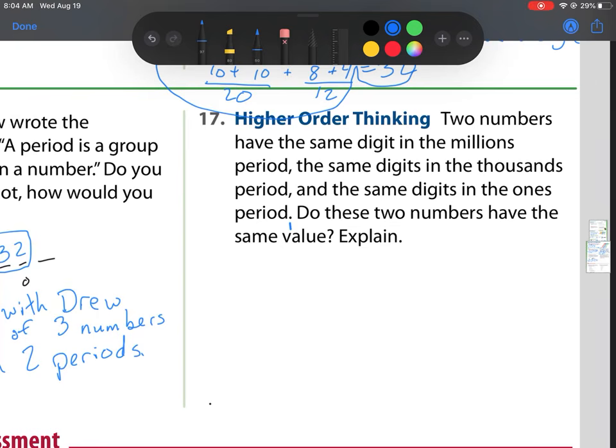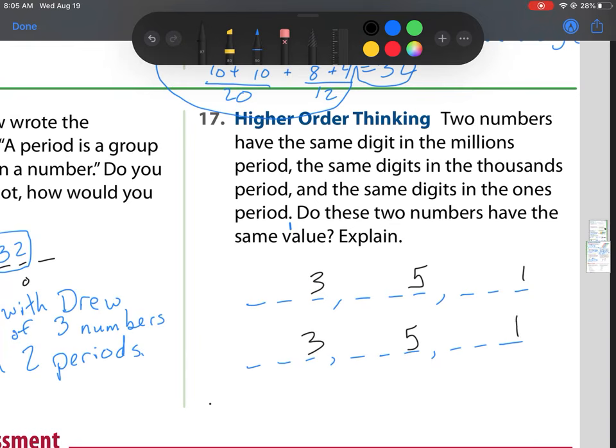Well, let's check. So I have two groups. And it's saying two numbers have the same digit in the millions period. So let's check. Our millions period is right here. So we're going to put the same number, I'll say 3. The same digits in the thousands period. So let's pick another number. I'm going to say 5. And the same digits in the ones period. So let's just pick 1.